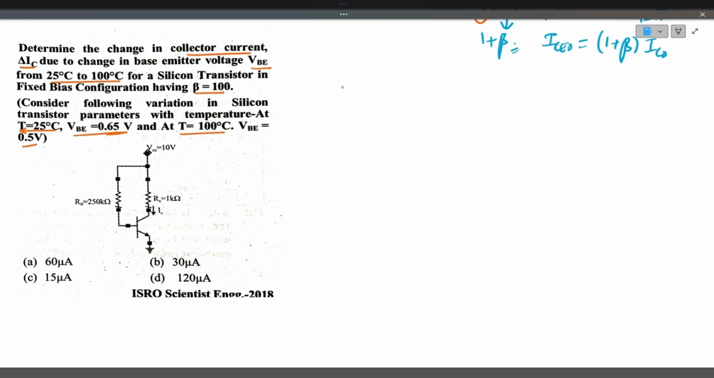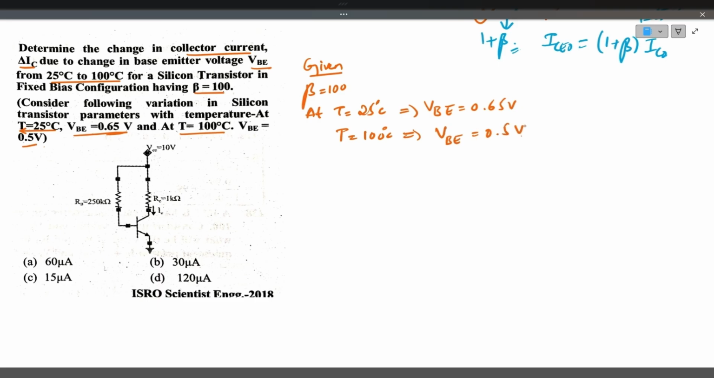So this is the most important parameter. What is given to us? Beta is equal to 100, and at a temperature T equal to 25 degrees centigrade, VBE is 0.65 volts. At T equal to 100 degrees centigrade, the base emitter voltage VBE is 0.5 volts. Fine. Now we'll try to find out the difference in the collector current.